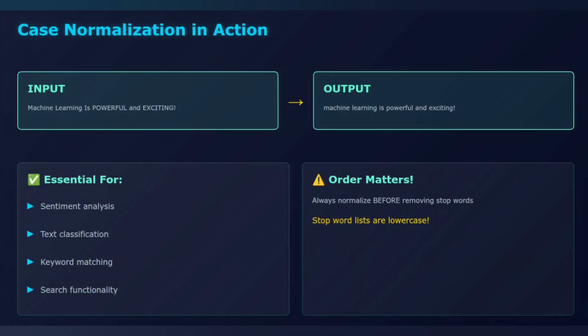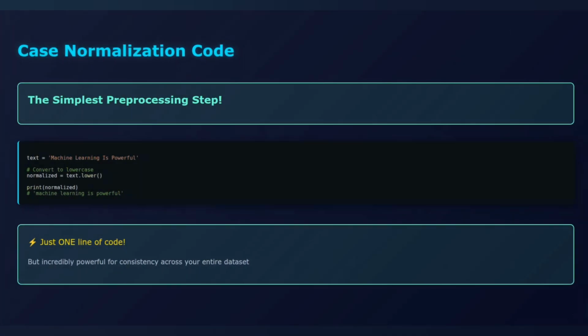Look at this example. Input: Machine Learning is powerful and exciting. After normalization: machine learning is powerful and exciting. Now every variant of these words will be treated consistently. This is especially important for sentiment analysis, text classification, keyword matching, and search functionality. Let me show you the code. It's literally 1 line. That's it. Just call lower on your text string.